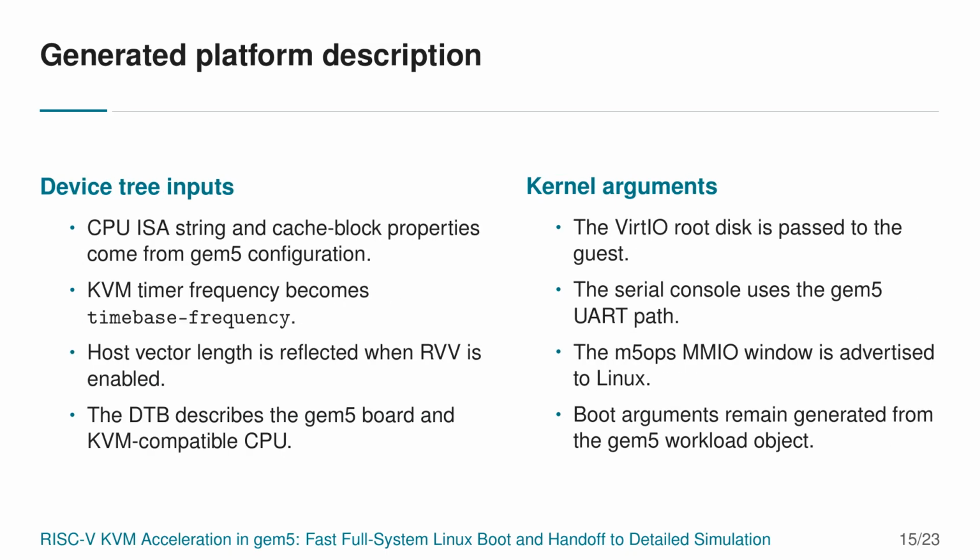The generated platform description is where the board and KVM vCPU meet. The DTB includes the CPU ISA information, cache block properties, KVM timer frequency, and vector length for when the RVV is enabled. The kernel command line passes the root disk, serial console, and M5ops MMIO window. So basically, Linux, the generated DTB, and the KVM vCPU should agree on what machine is being booted.